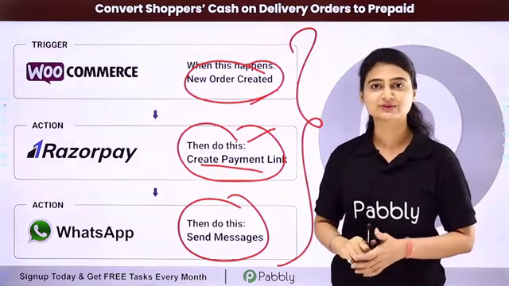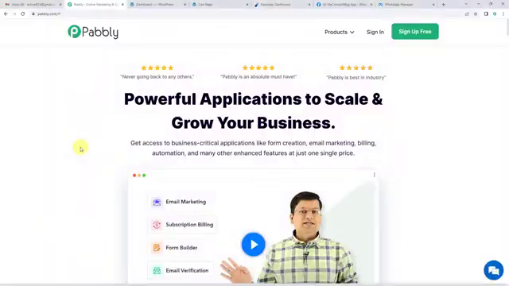Come to my screen to see how we do this. Let us first go to Pabbly's website. You can see the landing page of Pabbly. On the top right, you can see two options, sign in and sign up free. If you sign up free, you will get free tasks every month, so do not forget to sign up. Since we already have an account, we will just sign in.